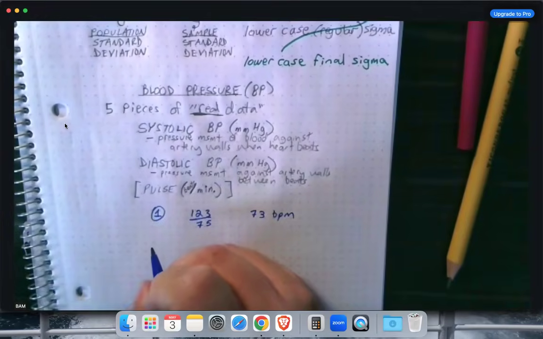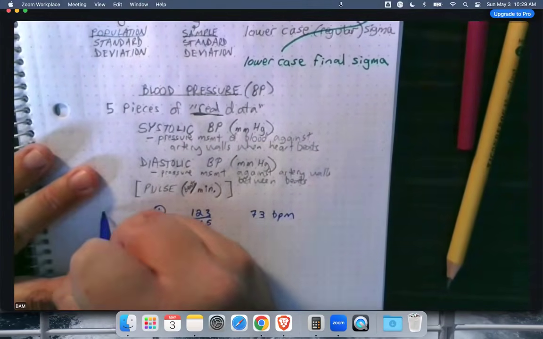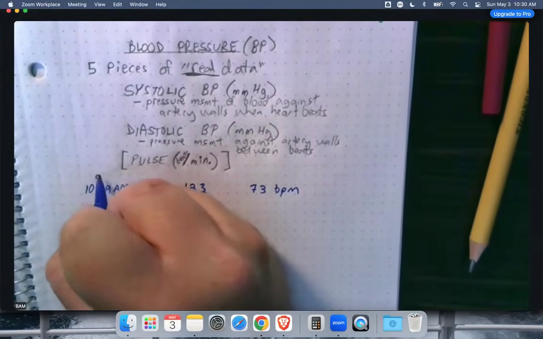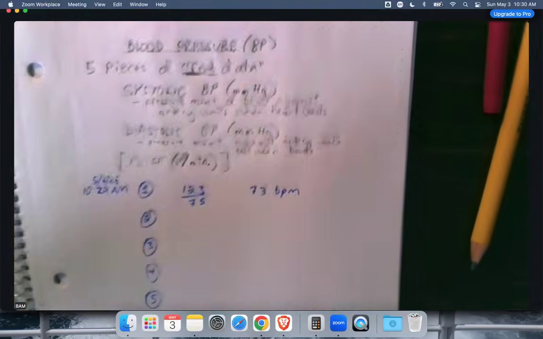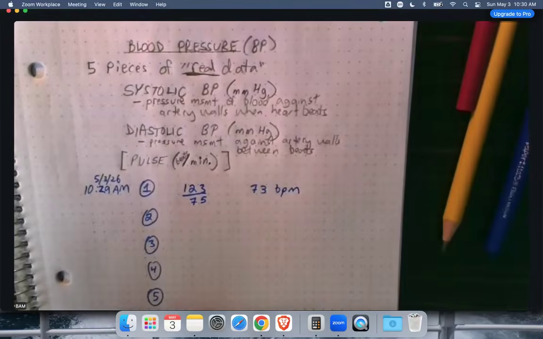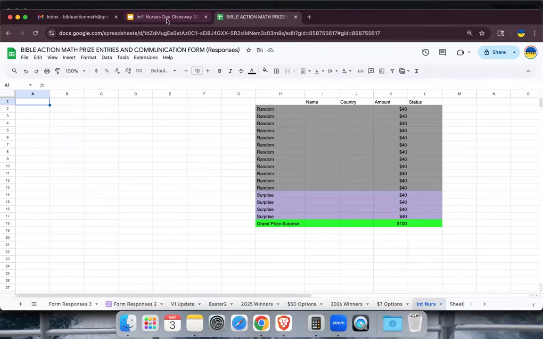And that happened at about 10:29 a.m. on May 3rd. So I'll do that 4 more times, and then I'm going to follow the directions for the International Nurses Day activity. So let's go look at that.